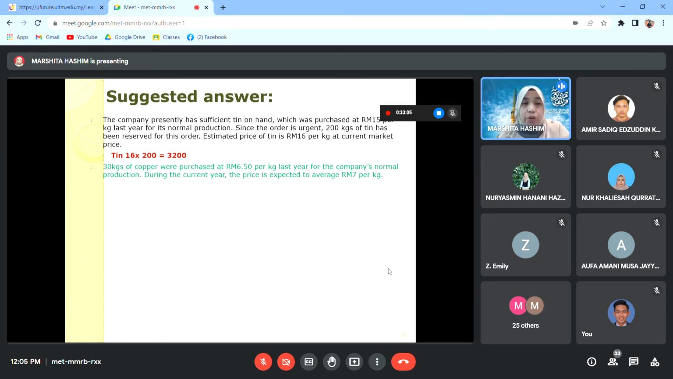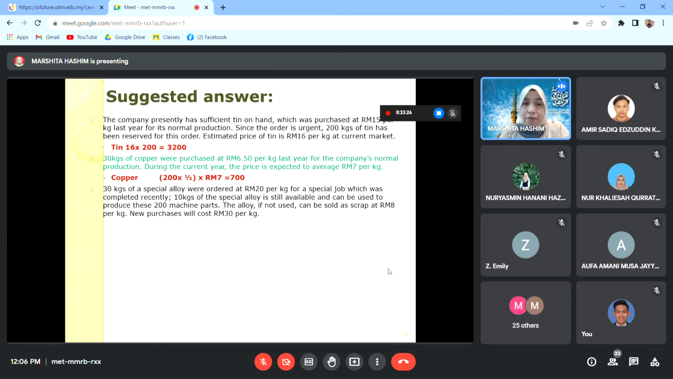Number 2, 30 kilograms of copper were purchased at 6 ringgit 50 cents per kilo last year. Again, this is last year. That means it is sunk cost for the company's normal production. During the current year, the price is expected to average 7 ringgit. Therefore, copper 100 kilograms multiplied by 7 ringgit. Why do you need to replace? 7 ringgit is replacement cost that is relevant because the material that we bought last year is meant for normal production. If we use it for this order, we need to replace.